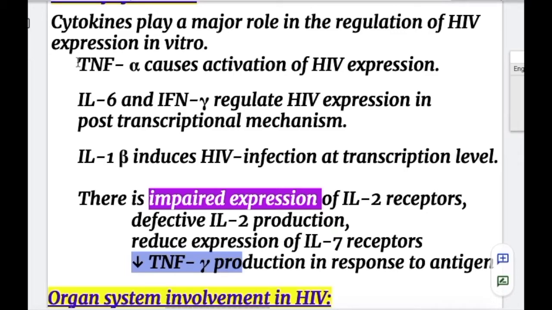So amongst the cytokines, TNF-alpha causes HIV expression, interleukin 6 and interferon gamma regulate HIV expression by post-transcriptional mechanisms, and interleukin 1 beta also induces the infection at the transcription level, whereas impaired expression of interleukin 2 decreases its production.